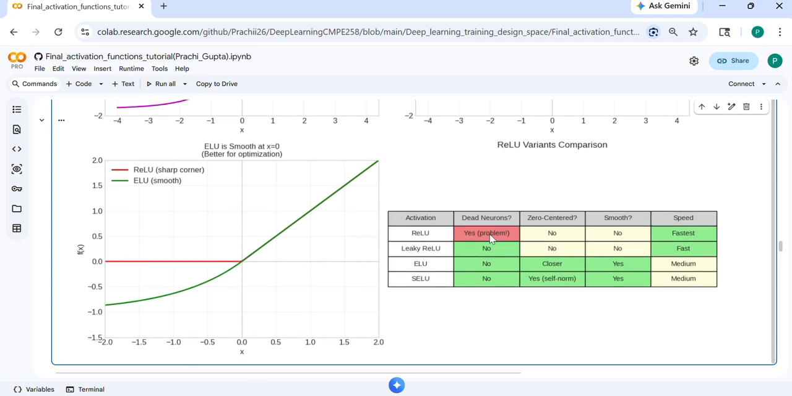So in ReLU we have the dead neurons problem, but the other three we don't have the problem. ReLU is not zero centered, but these two are. ReLU is not smooth, but ELU and SELU are. But ReLU and leaky ReLU are fast compared to the others.